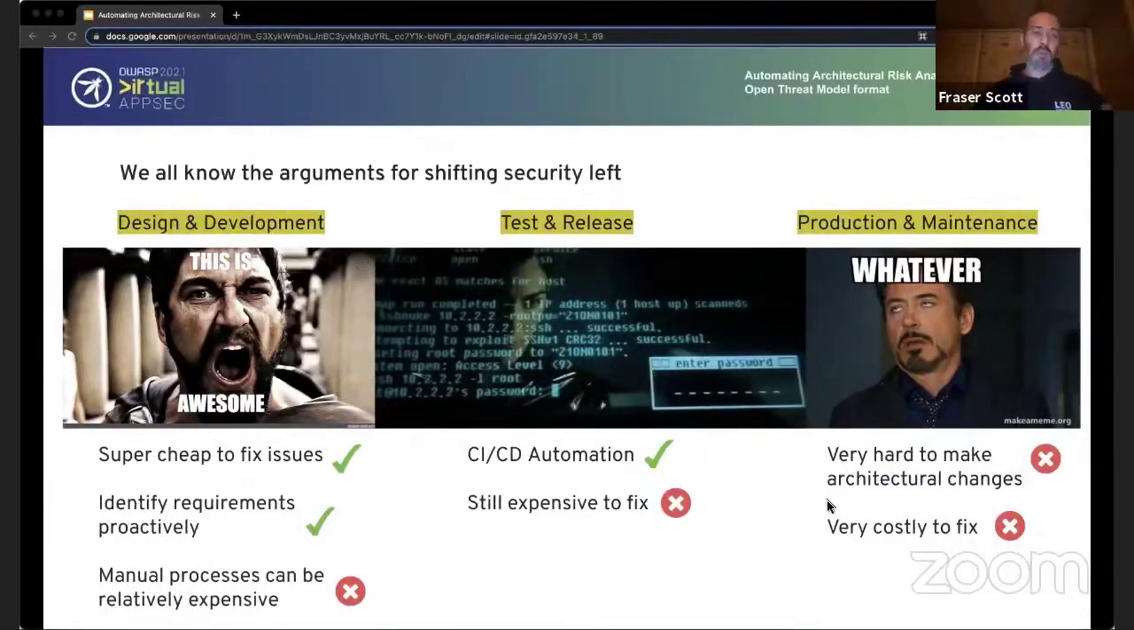But one of the downsides to this is that it can still be quite an expensive manual process. So threat modeling in that design phase often involves workshops and getting lots of very smart and very expensive people into a room for lots of time and identifying different threats and countermeasures and things like that. So you kind of want to be able to speed that up a little bit.